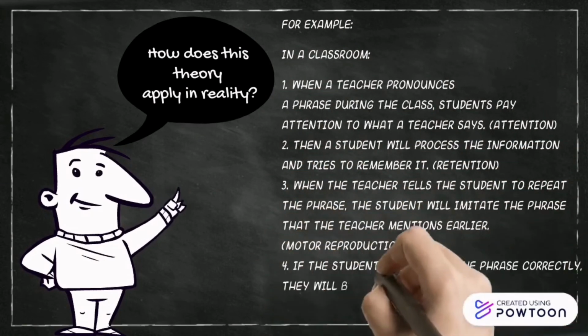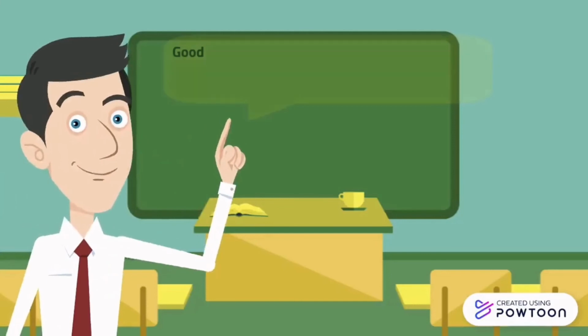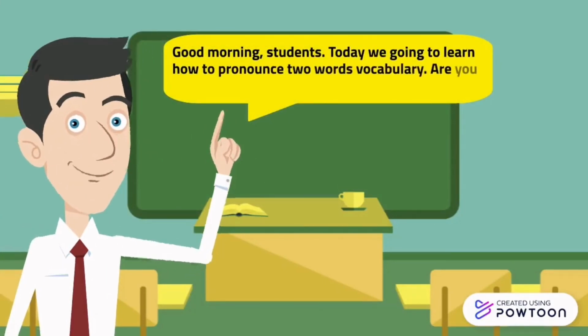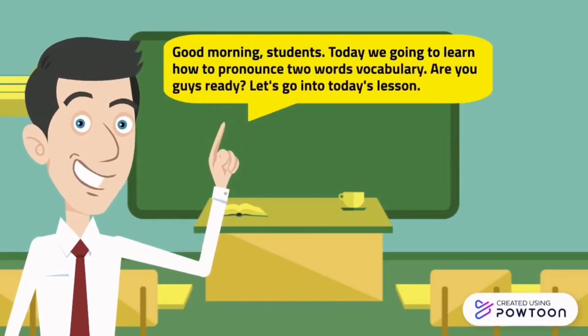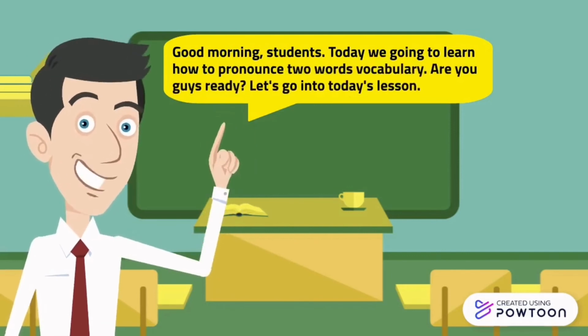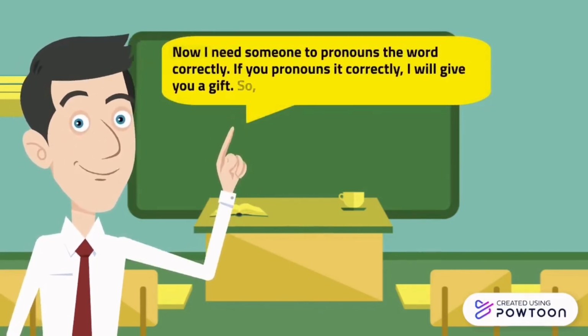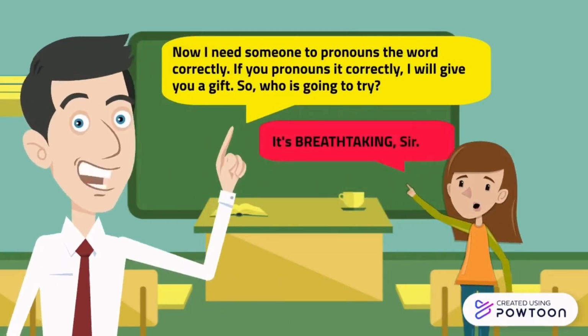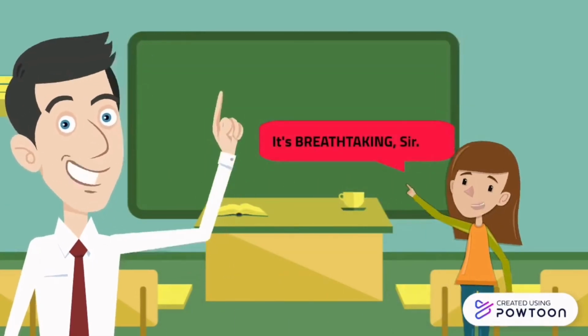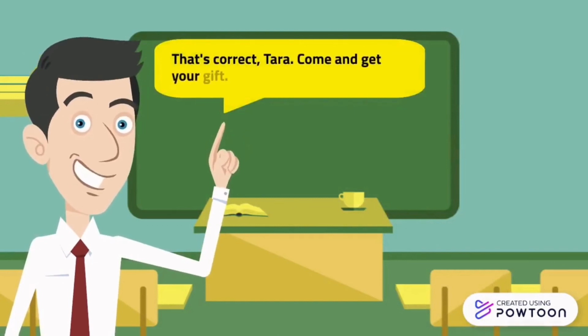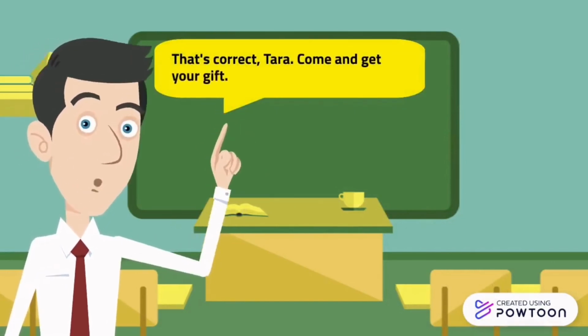How does this theory apply in reality? In a classroom, when a teacher pronounces a phrase during the class, students pay attention to what the teacher says. Attention. Then a student will process the information and try to remember it. Retention. When the teacher tells the student to repeat the phrase, the student will imitate the phrase that the teacher mentioned earlier. Motor reproduction. If the student pronounces the phrase correctly, they will be rewarded. Reinforcement.